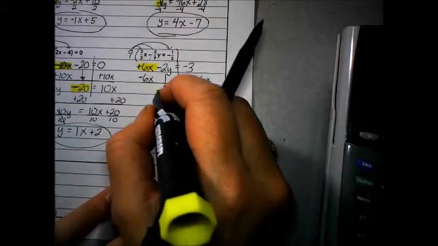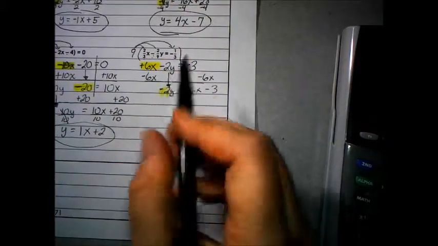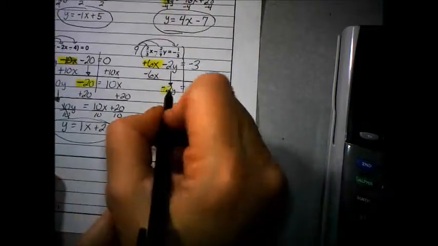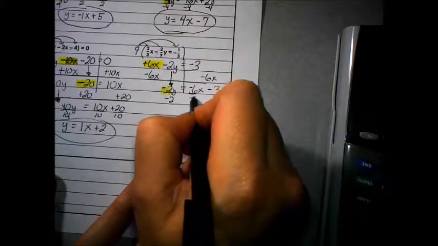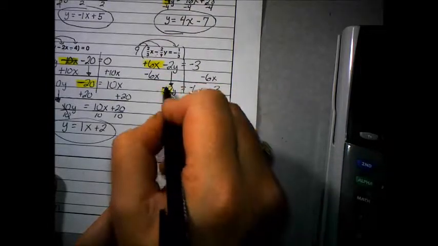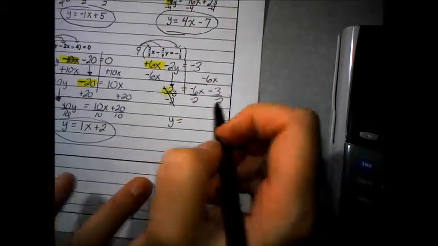Your next step is to get rid of this negative 2. When you separate it from a variable, you have to divide. Make sure you divide by negative 2. Divide each item by -2. That gives you y equals.